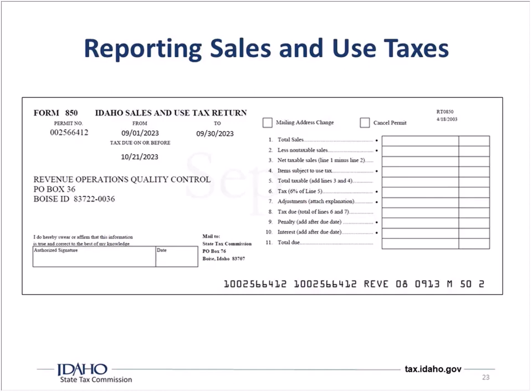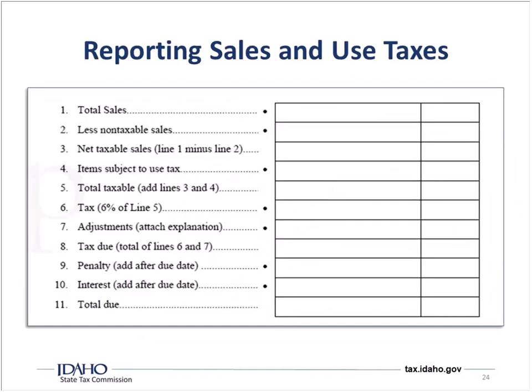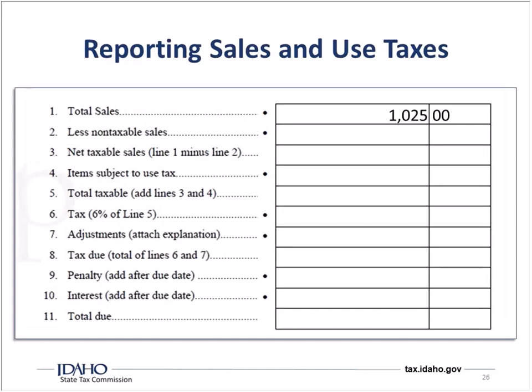So how do we fill one of these things out? It's pretty simple. If you have a tax accounting software, it's even more simple. So we're going to start with the right-hand side of this thing, and we're just going to walk through one. So the first thing we're going to do is we're going to enter the total taxable sales from that reporting period. So for September, we had $1,025 of total taxable sales.